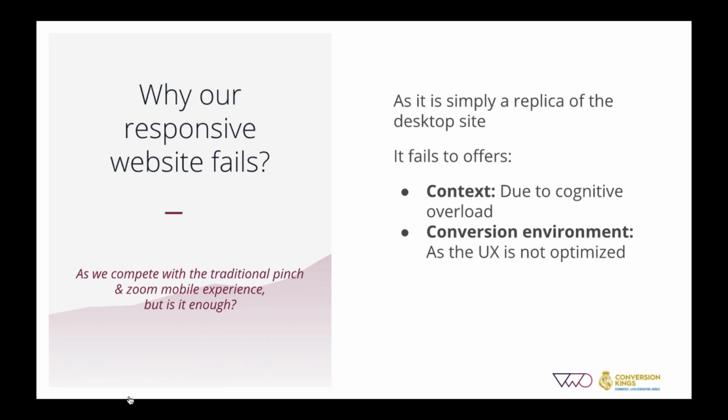Matt talked about cognitive overload, where he talked about that you need to understand what kind of an experience a user is able to grasp, what kind of experience he needs to be supported with. When you talk about context in a mobile sense, and you offer them a responsive website of your desktop version, you're actually offering them the context of your desktop site, which is way too overwhelming for your users. Another thing which a mobile responsive website does not offer is the conversion environment.